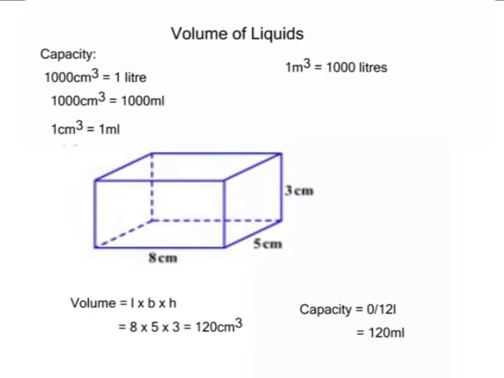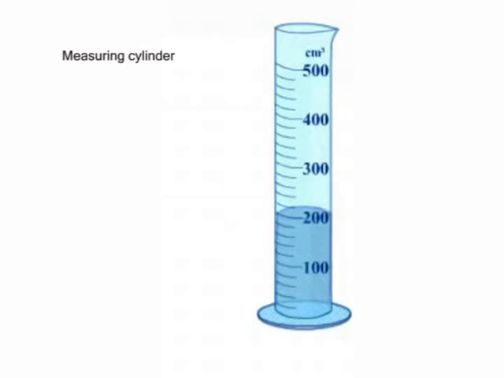In practice, however, it is convenient to make measuring vessels in cylindrical form, marked in such a way that the volumes can be read off directly. Measuring devices which are marked off like this are called measuring cylinders. Measuring cylinders are made of glass or transparent plastic and graduated in centimeter cubed or milliliters.